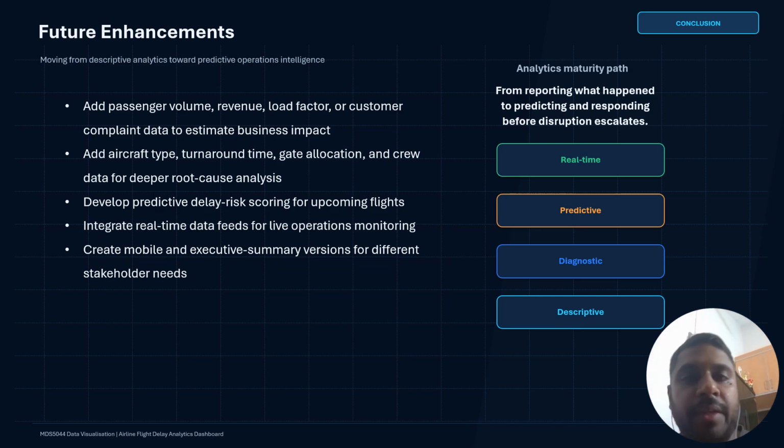Future enhancements that could make this project more advanced would be to add passenger volume, revenue, load factor, or customer complaint data that would help estimate the business impact of delays. Adding aircraft type, turnaround time, gate allocation, and crew data would support deeper root cause analysis. Predictive delay risk scoring could estimate future disruption before it happens. Real-time data feeds could make the dashboard useful for live operations monitoring. And finally, the dashboard could be adapted into mobile and executive summary versions for different stakeholder needs.